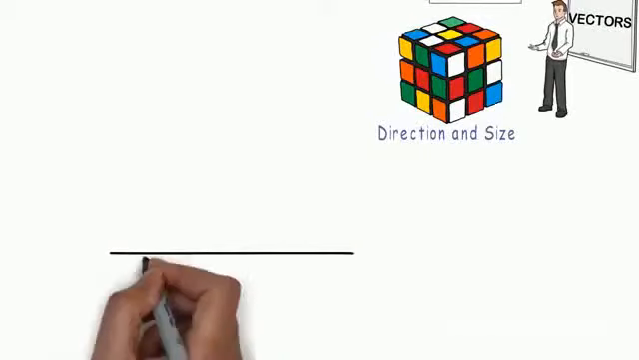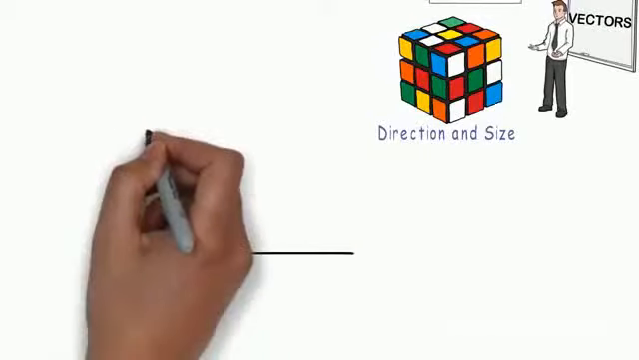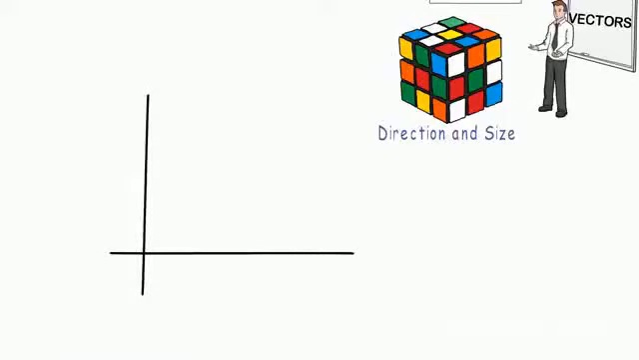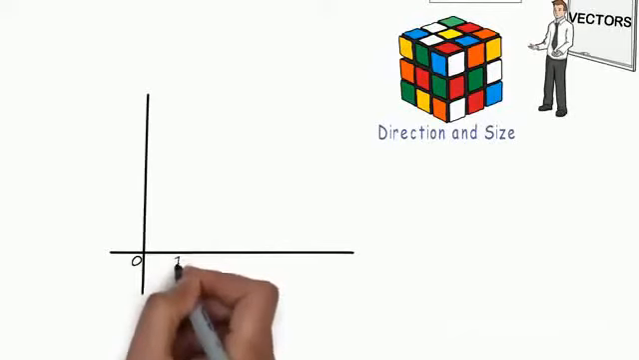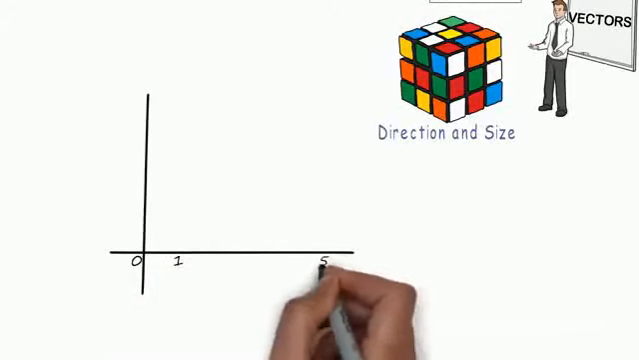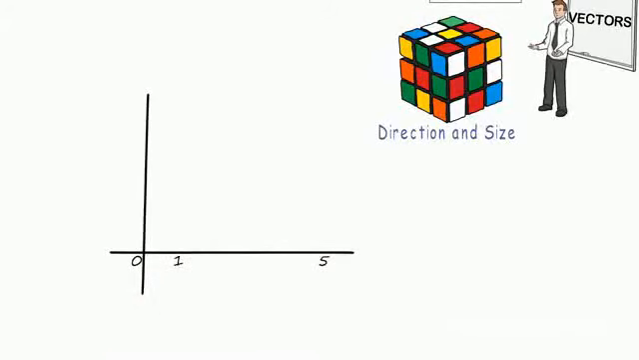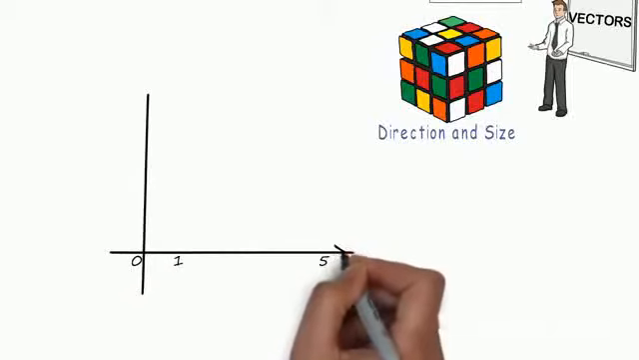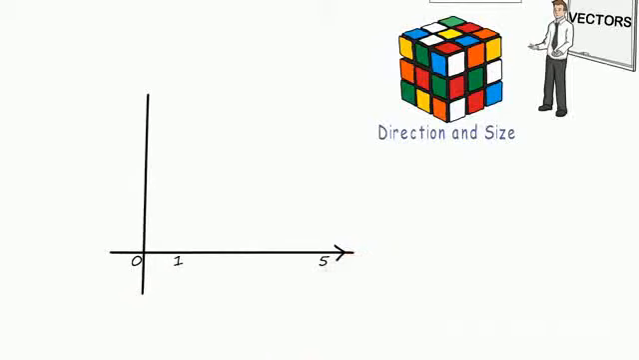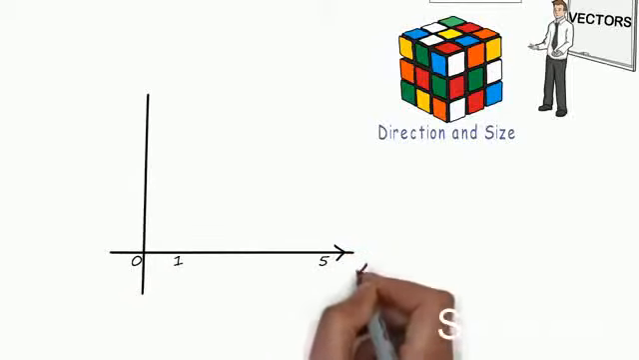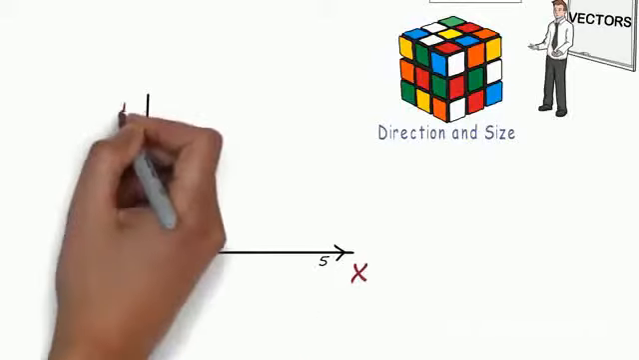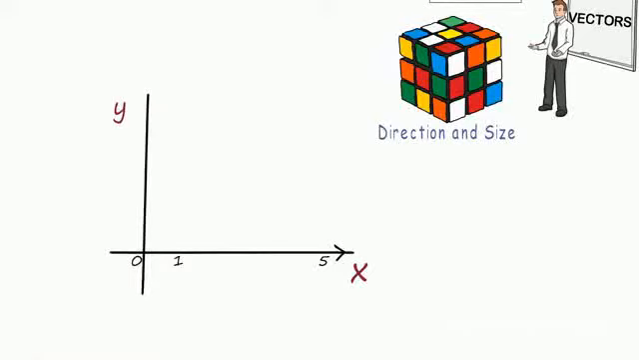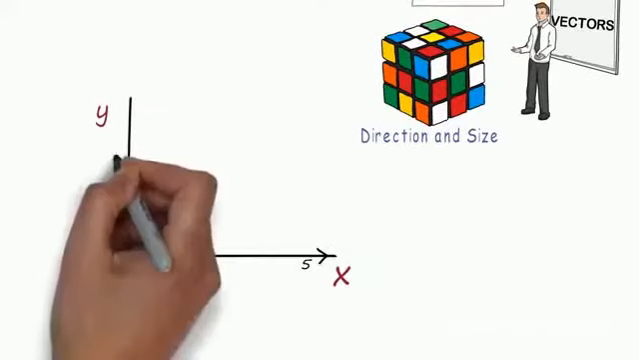Now, when you hear the word vector, just know that it has to do with direction and size. A position of something being measured using direction and size. Basically, that's what vectors are all about. Now, vectors can be represented on the Cartesian plane.